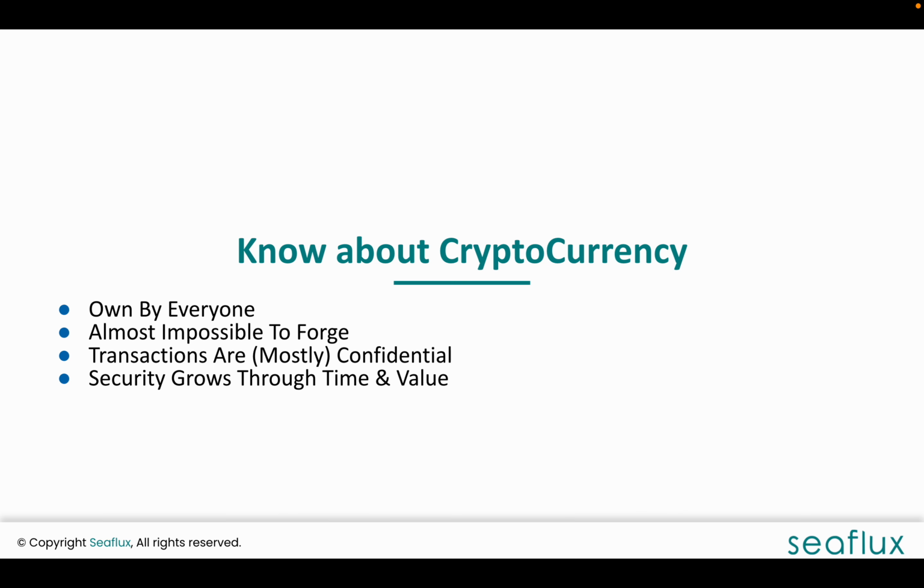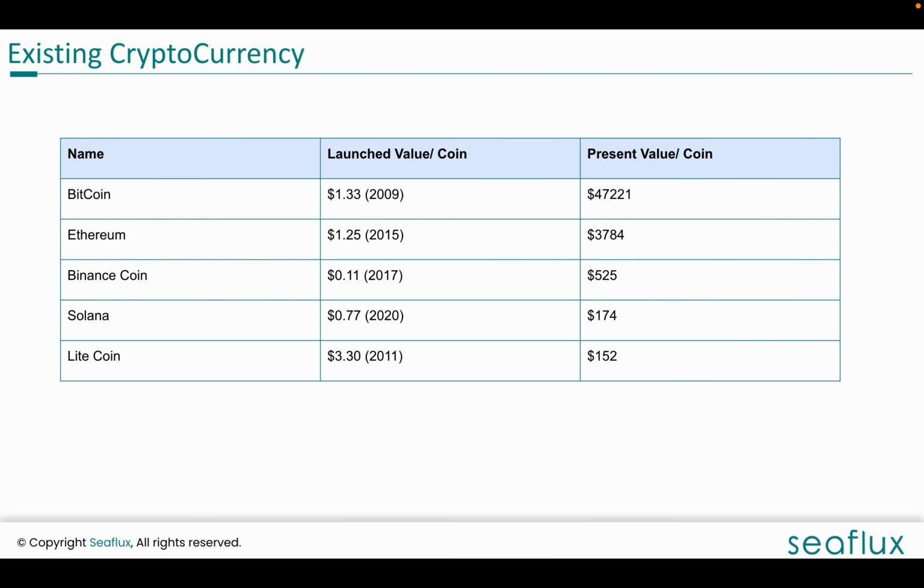Okay. So here I have a list for you. Here is Bitcoin, first of all, the well-known coin. Ethereum is also a well-known coin. Binance coin is also well-known. So these are a few examples which are very well-known in cryptocurrency.